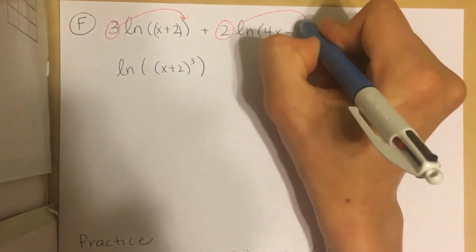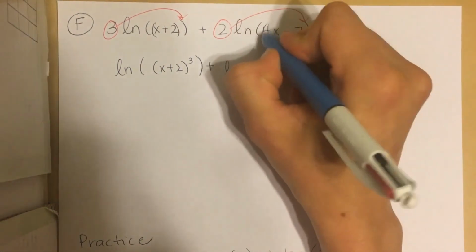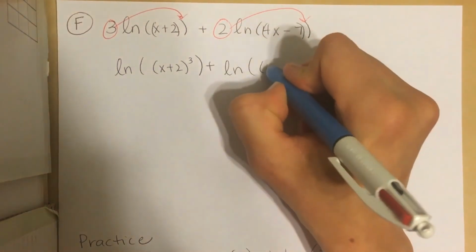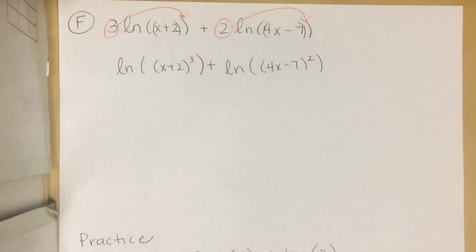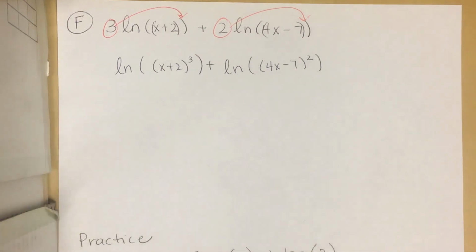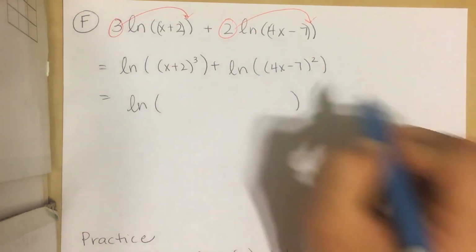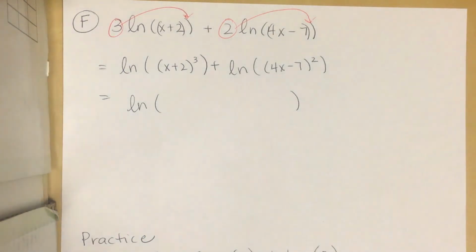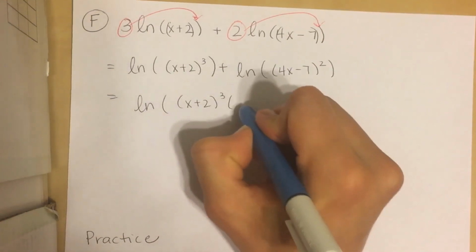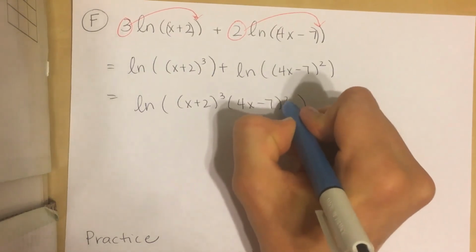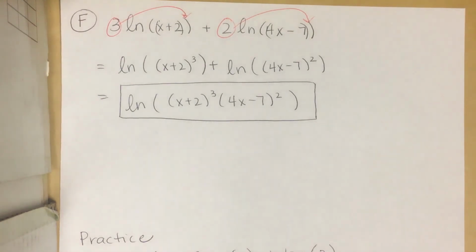Same thing here. This squared, you create new parentheses to hold that 4x minus 7 together, and the 4x minus 7 as a whole is going to be squared. Now, if I wanted to write this as one logarithm, because they're added together, or they're all plus signs, that means they stay on the top of my fraction. So I will have x plus 2 all cubed and 4x minus 7 all squared. And this looks long and messy, but you will leave it like that.